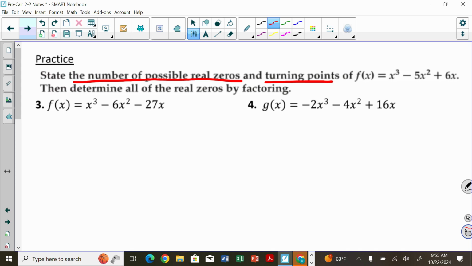Oops, and we're actually not. We're going to use these other two equations. So cross this out. We don't need that. Okay, of these two. And then, so we're going to do one thing there. We're going to determine that. That's one. And then the second thing we're going to do is determine the real zeros by factoring.